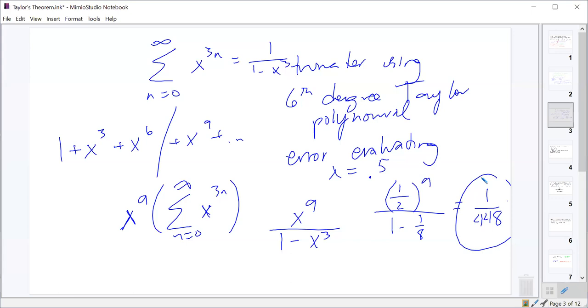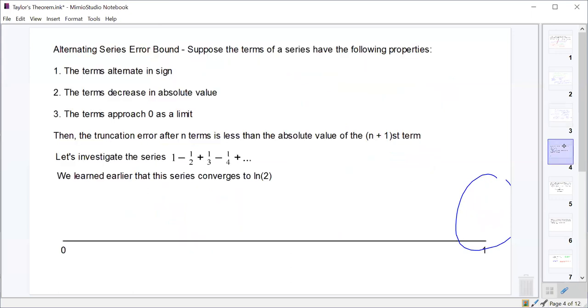All right, wonderful. Okay, the next type of error bound that we're going to talk about is called the alternating series error bound. The alternating series error bound works only for a series that alternates. That should be pretty obvious. Okay? The alternating series error bound. This is the easiest error bound to find.